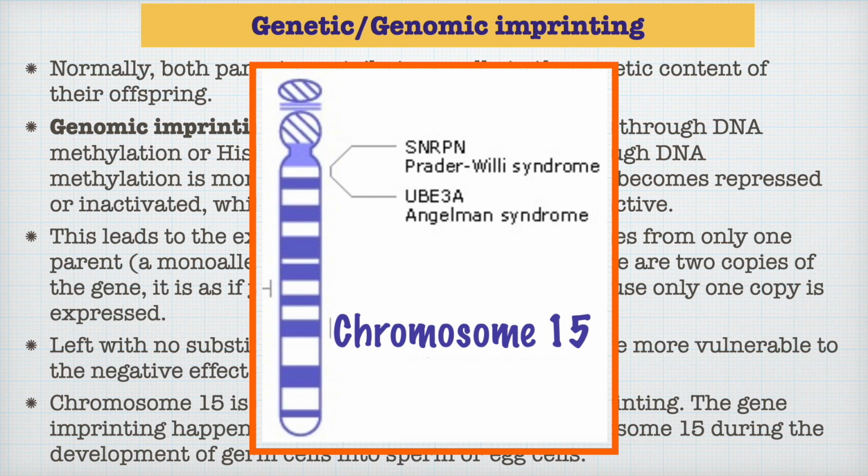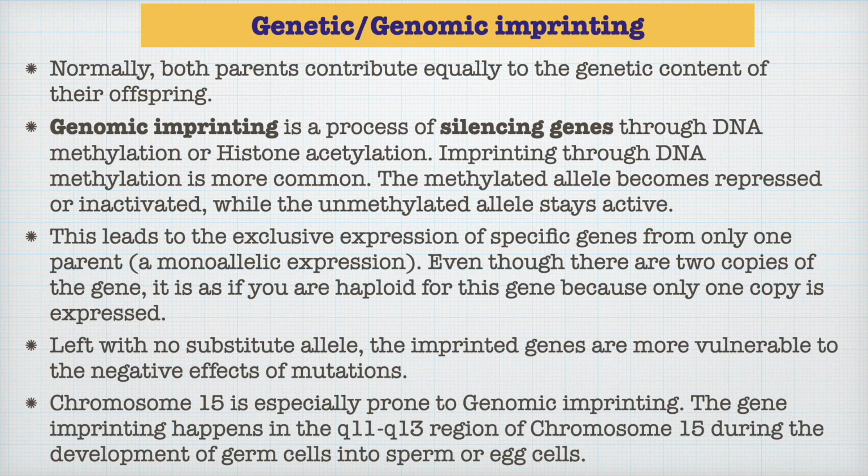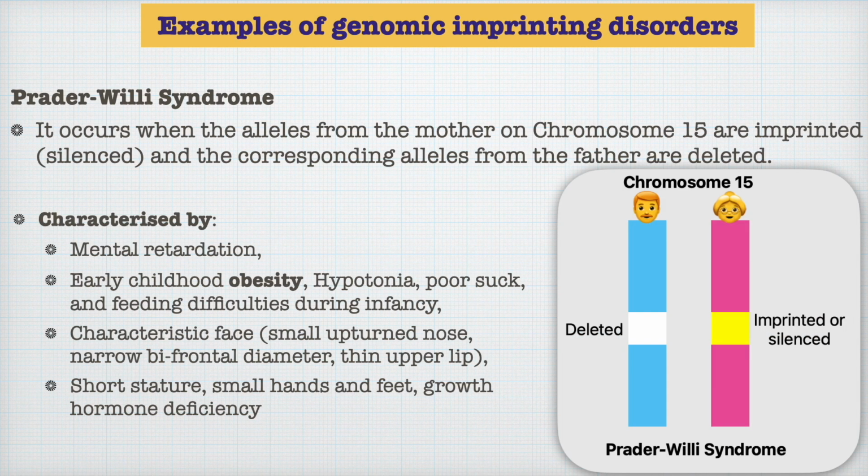The gene imprinting happens in the region Q11 to Q13 of chromosome 15 during the development of germ cells into sperm or egg cells. Example of genomic imprinting disorder, Prader-Willi Syndrome. Prader-Willi Syndrome occurs when the alleles of a specific gene from the mother are imprinted or silenced and the alleles of the same gene from the father get deleted. It happens in the Q11, Q13 region of chromosome 15.